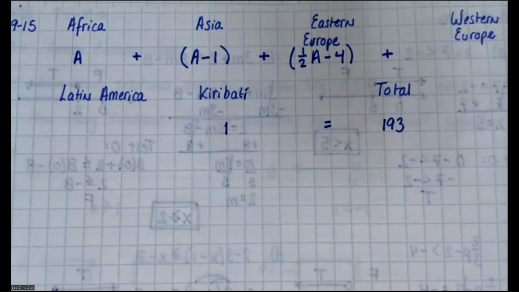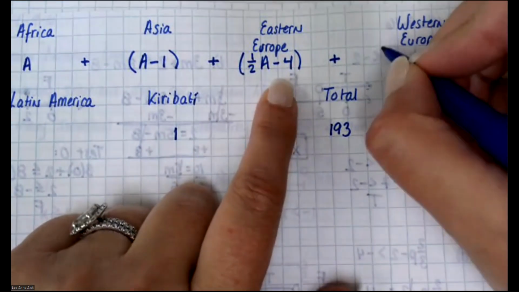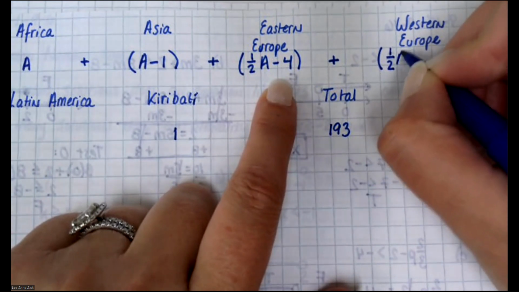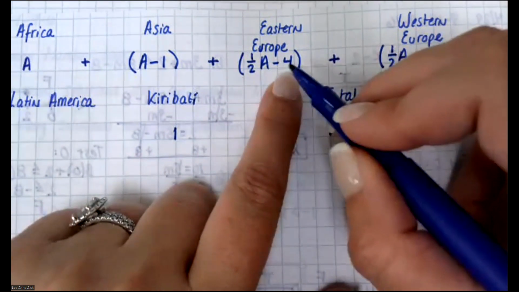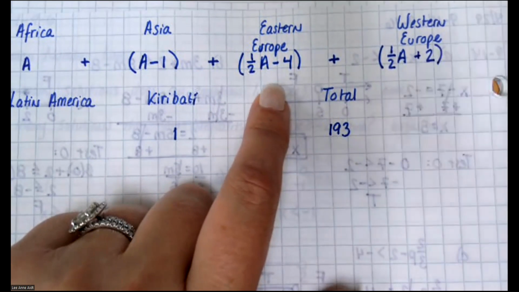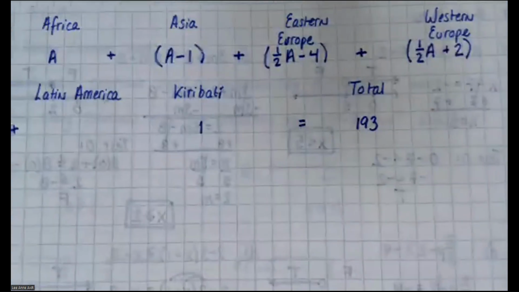Yeah. Okay. The Western European group, which includes the United States, has 6 more than Eastern Europe. Ooh, now we have to do work. So it's 6 more than this one. So what would that be? 1/2 A. This is plus, it's going to be plus 6 plus 2. Yeah. All right, we have one more to figure out.